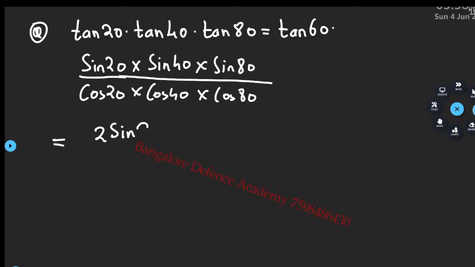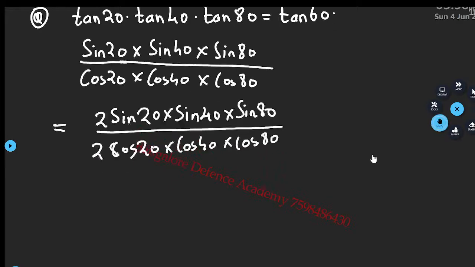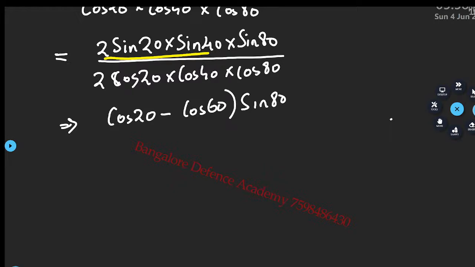So this is 2 sine 20 into sine 40 into sine 80. And नीचे भी क्या हो जाएगा? 2 cos 20 into cos 40 into cos 80. Okay, so this step everyone has done it. Okay. Now first I will take this 2. Okay, sin A, sin B. What is the formula? Cos of A minus B. मतलब cos 20 minus of cos 60. This is into sin 80.